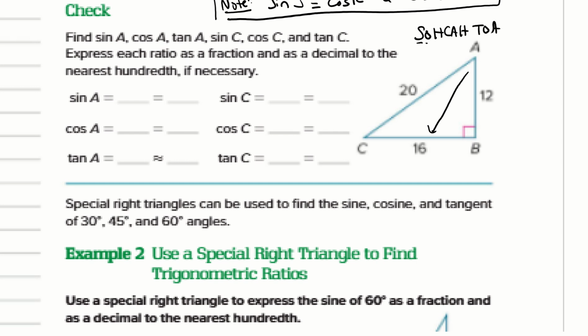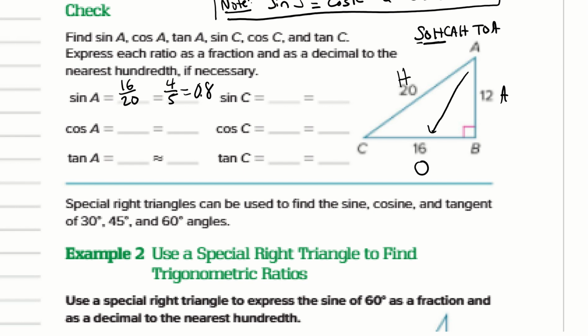So sine is opposite over hypotenuse. So we got opposite of angle A is 16. Hypotenuse is the longest side, which is 20. And then we got adjacent, which is the other side by default. Okay, so sine is opposite over hypotenuse, so 16 over 20. That reduces to 4/5, which is the same thing as 0.8.